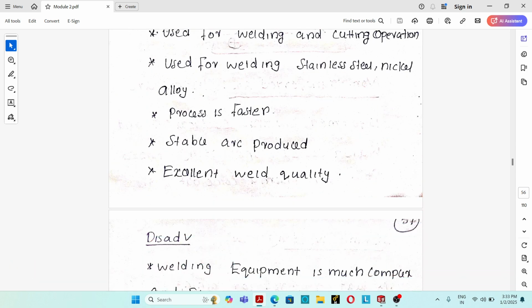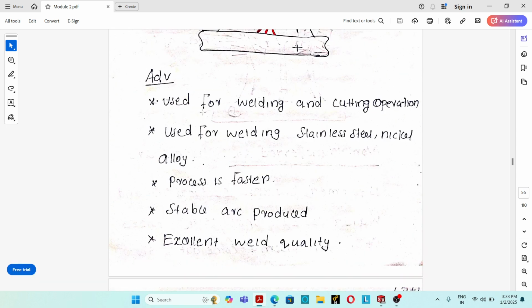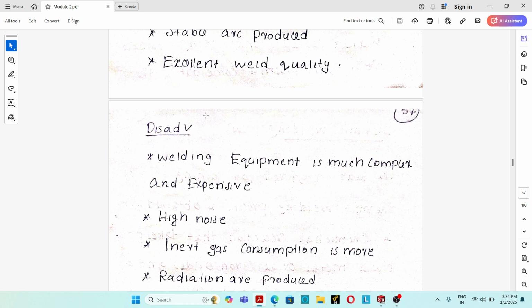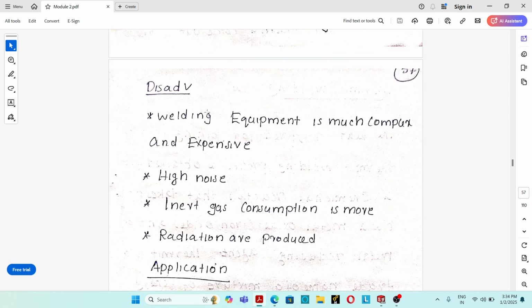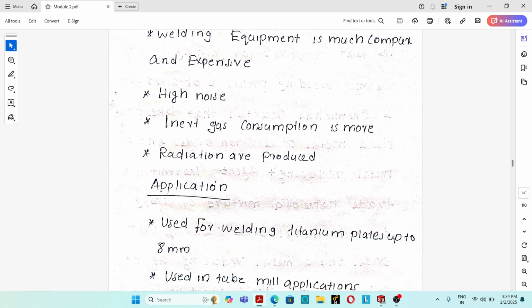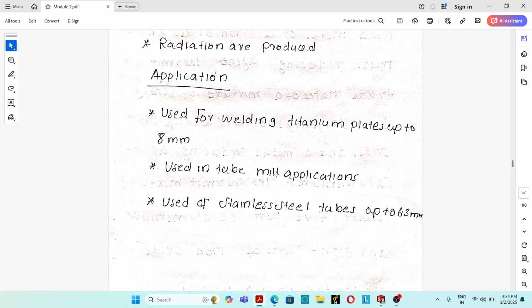So what are the advantages of the plasma arc welding process? Used for welding and cutting operations. Used for welding stainless steel and nickel alloy. The process is faster. Stable arc produced. Excellent weld quality. So what are the disadvantages? Welding equipment is much more complex and expensive. High noise. Inert gas consumption is more. Radiations are produced.